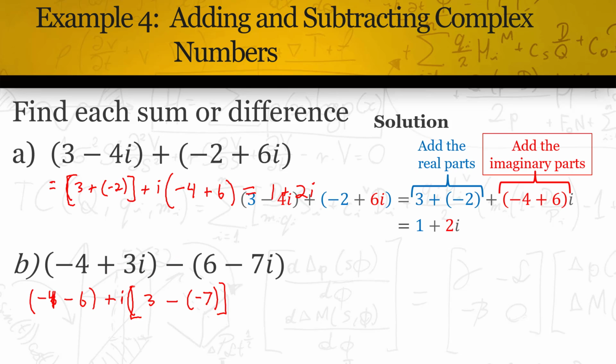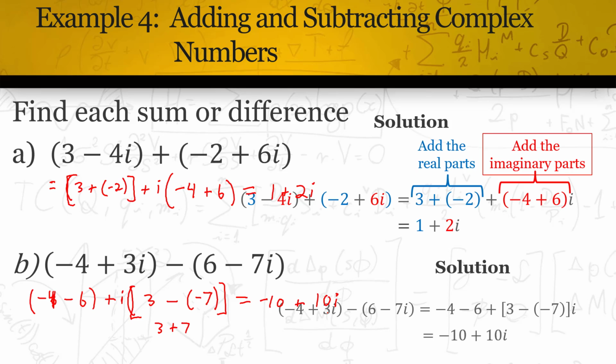Negative 4 minus 6, plus i, always plus i over here. Then we have a 3 minus negative 7. And what do you get? Well, negative 4 minus 6 is negative 10, plus 3 minus negative 7. Well, this is basically 3 plus 7, because when you subtract a negative number, it's just like addition. So this is 10i. And that would be your answer, which once again is right there.